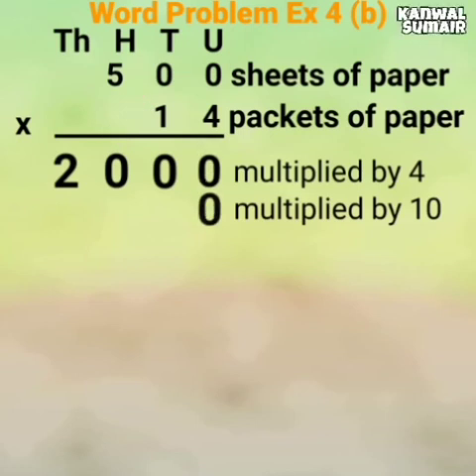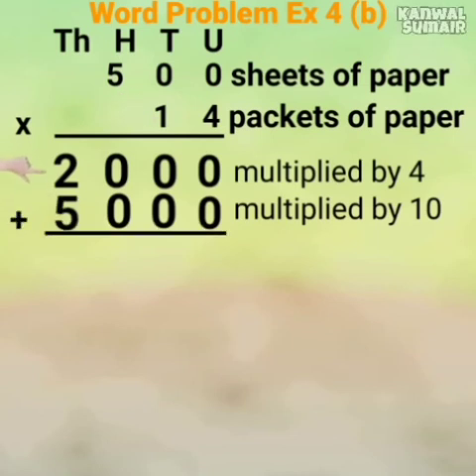Write 0 at units place value. 1 times 0 is 0. Write 0 at tens place value. 1 times 0 is 0. Write 0 at hundreds place value. 1 times 5 is 5. Write 5 at thousands place value. Now let's add both of them.